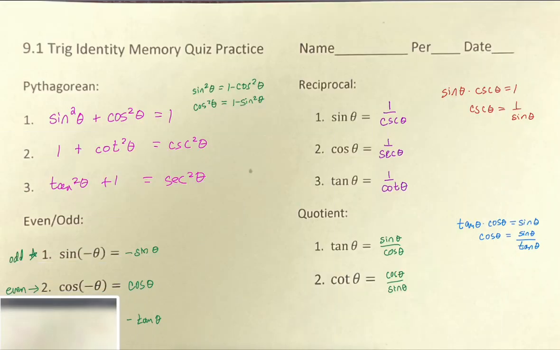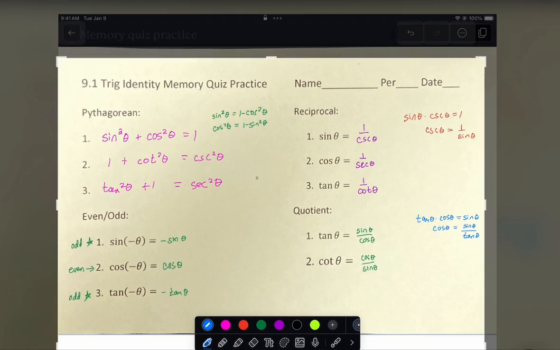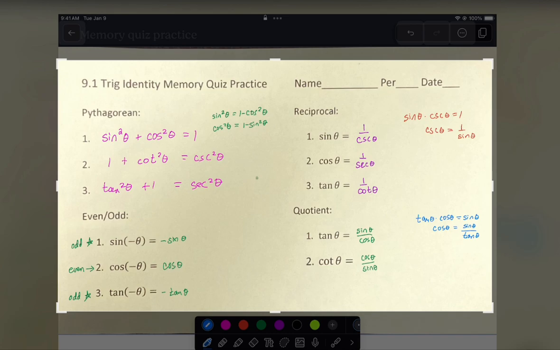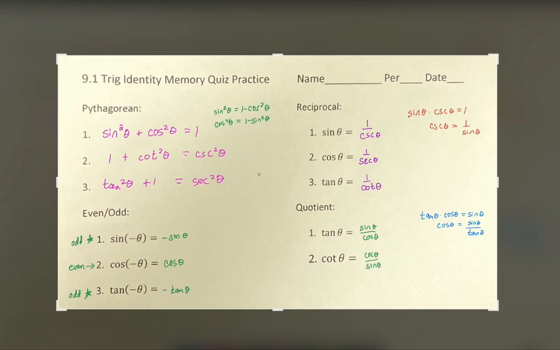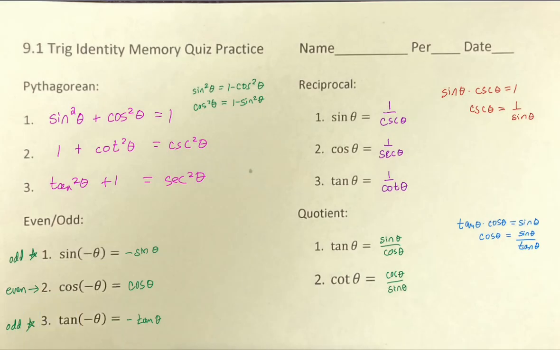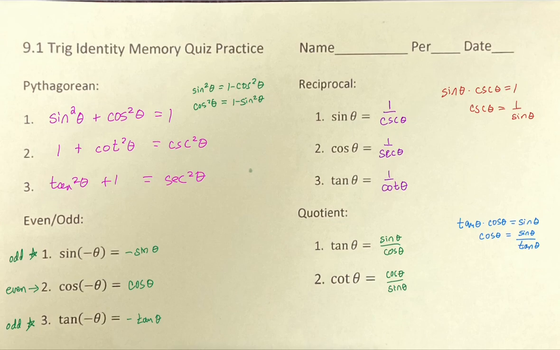Please make sure that you, at this time, take a picture of what you've just done. Turn it into where on Google Classroom it says memory quiz practice. Just take a screenshot of it, put it in there to get yourself some points. The quiz will be Monday and it will look like this. Okay. Any questions before we talk about some of the homework?